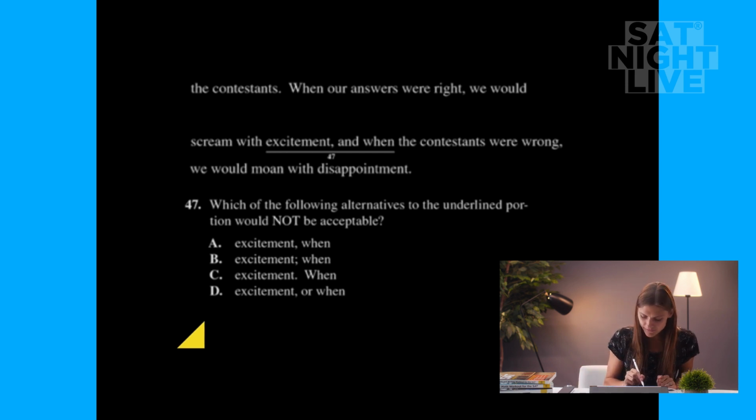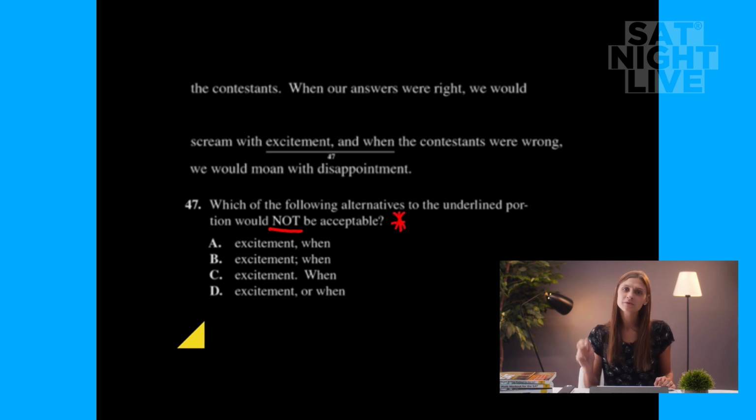Now, whenever you see "not," even though it's capitalized, underline it, circle it, put a big star next to it, because when we're doing multiple choice, generally we're looking for the correct answer, the one that works. So sometimes this sort of question throws us off because our brain starts thinking of the one that's going to work and we forget that it's saying, wait a second, which is not acceptable. So in this case, the way that the text is, it's correct as written. And now we want to look for which one doesn't work.